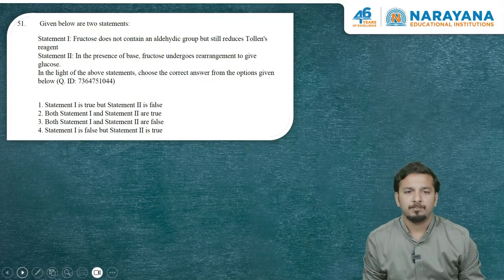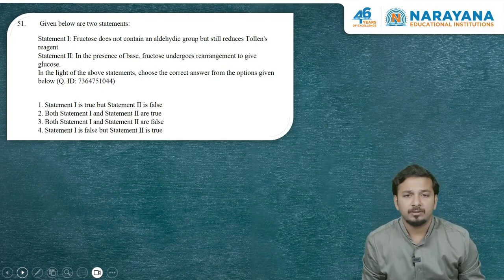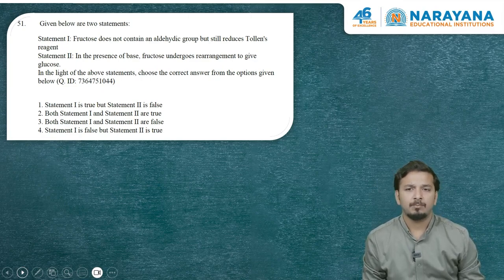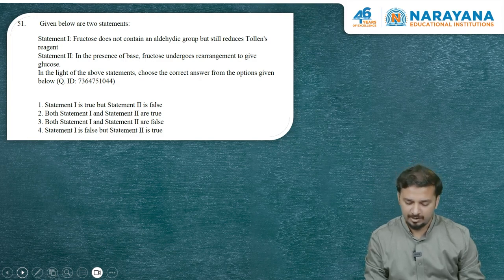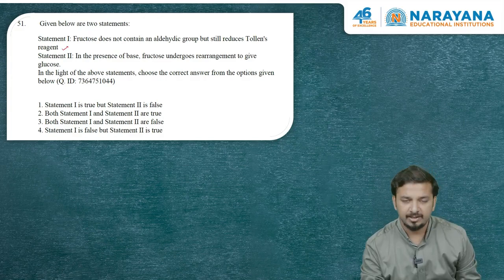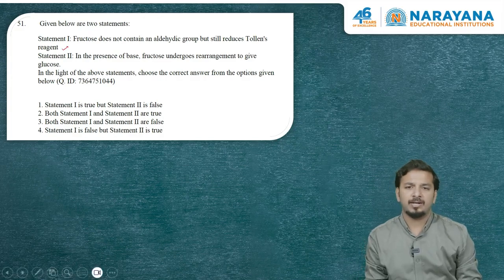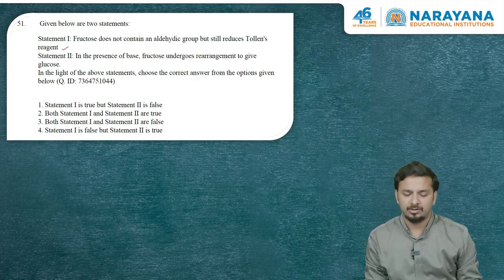Question number 51. Fructose does not contain an aldehydic group but still reduces Tollens reagent. So there are two statements given. The first statement says that fructose will give Tollens reagent test but it does not contain an aldehydic group. This statement itself is correct.